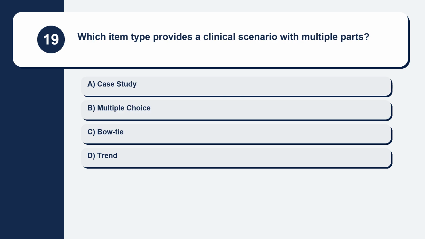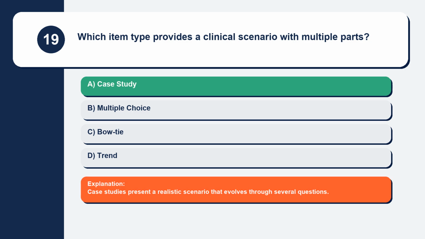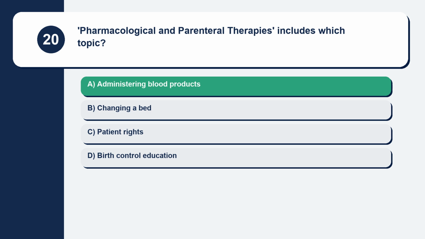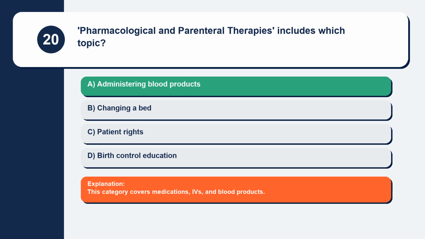Question 19. Which item type provides a clinical scenario with multiple parts? Case study, multiple choice, bowtie, trend. Case studies present a realistic scenario that evolves through several questions. Question 20. Pharmacological and parenteral therapies includes which topic? Administering blood products, changing a bed, patient rights, birth control education. This category covers medications, IVs, and blood products.